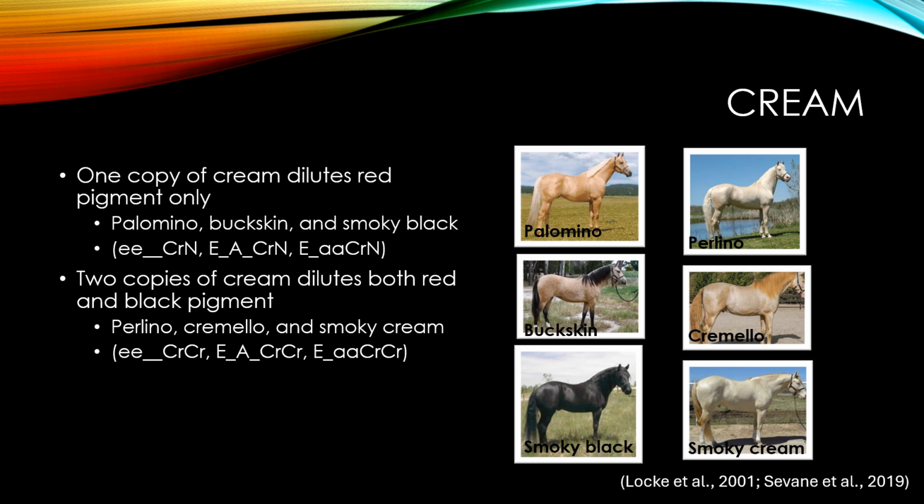A chestnut with 2 copies of cream is a perlino, a bay with 2 copies of cream is a cremello, and a black with 2 copies of cream is a smoky cream. Cream is found in a lot of different breeds, including Spanish breeds such as the Andalusian and Lusitanos, as well as quarter horses and paints, which do have Spanish ancestry.